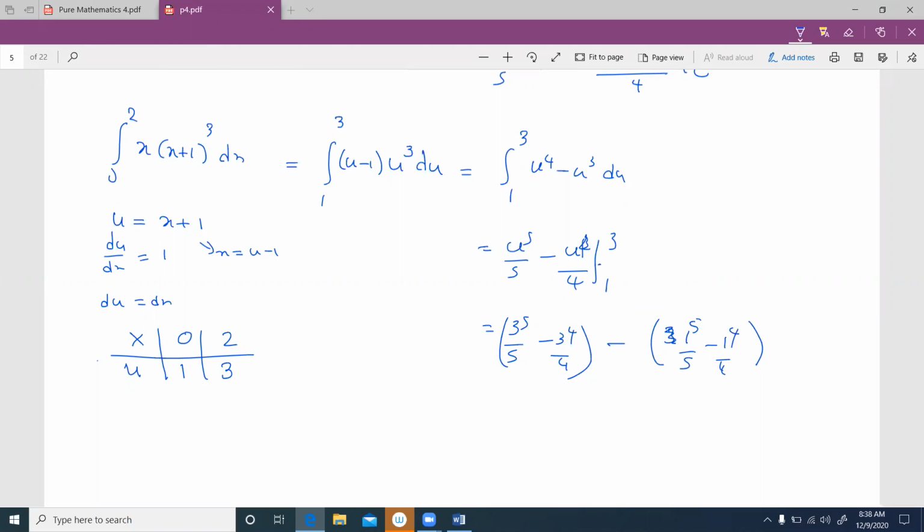Right. Then you can get the final answer for this. If you do this, it turns up to 142 over 5. So this answer becomes 142 over 5.